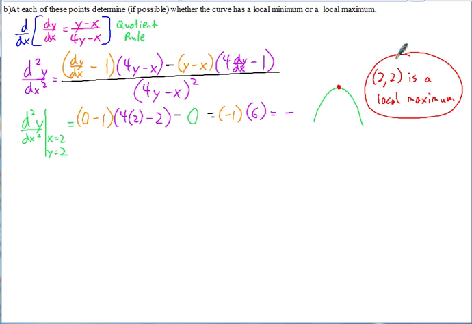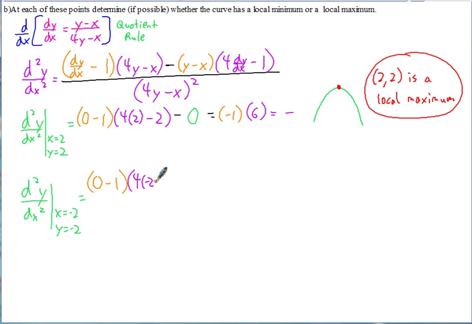And let's do the same thing with our other point here: the second derivative specifically when x is negative 2 and y is negative 2. And we can use some of the same shortcuts. It makes the first derivative 0, just like this point did. Minus 1.